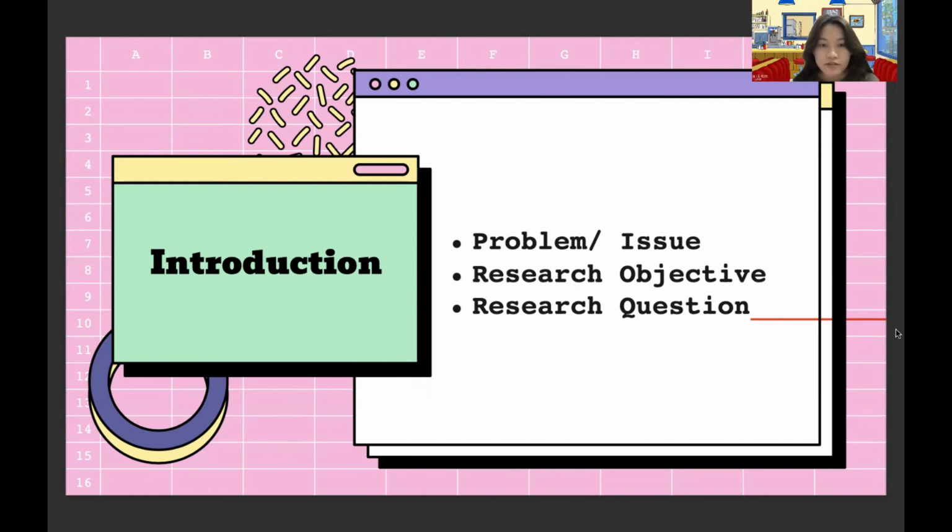Now the research questions of this study are: what are the effects of using game-based learning approach on student motivation, and how are students' engagement towards game-based learning approach?